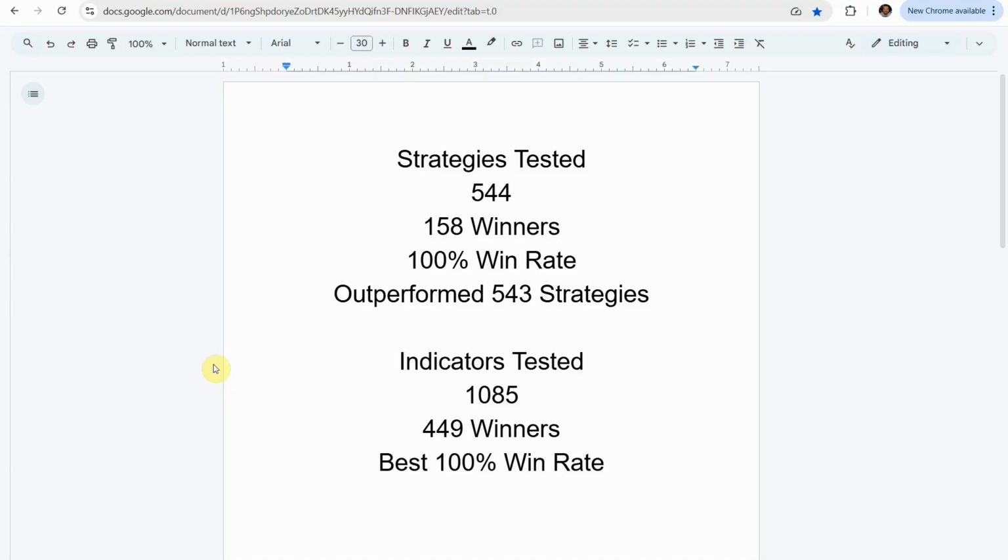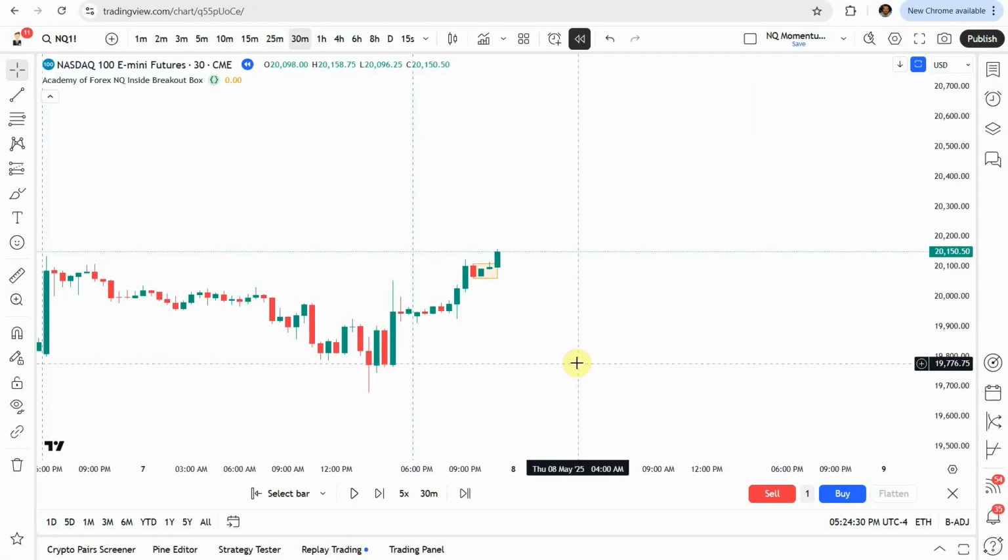Alright, as I said, today we will be testing an updated indicator. Before we do though, I wanted to put the testing scoreboard up for everyone to see. So to date, as you can see, we have tested 544 different strategies. The best one so far was able to achieve a 100% win rate.